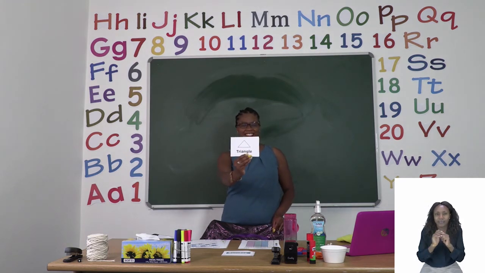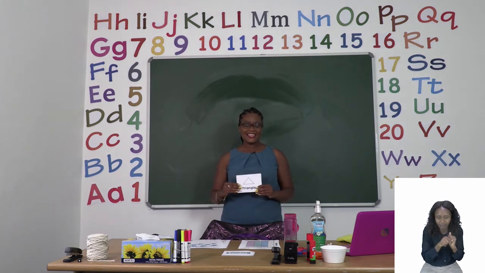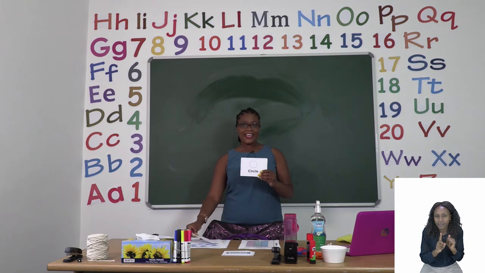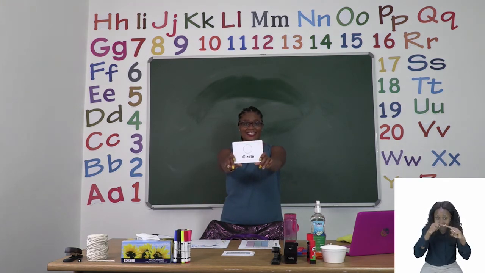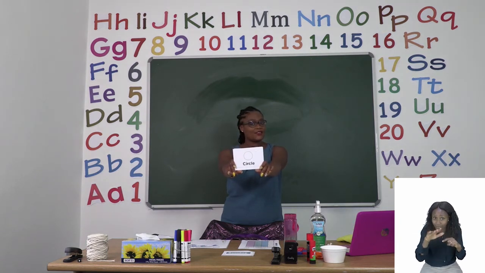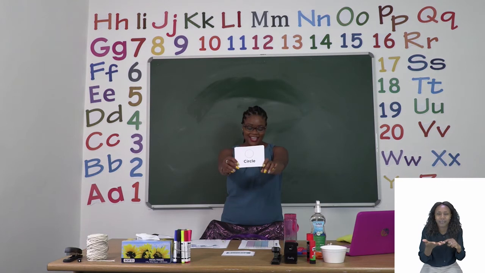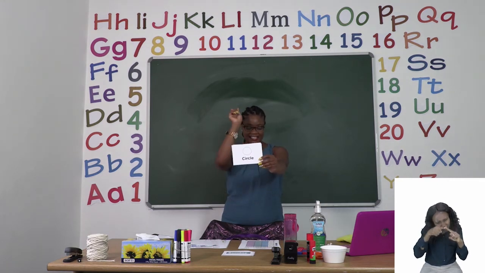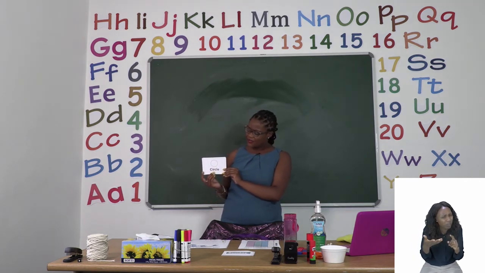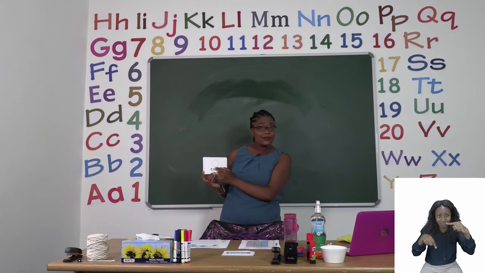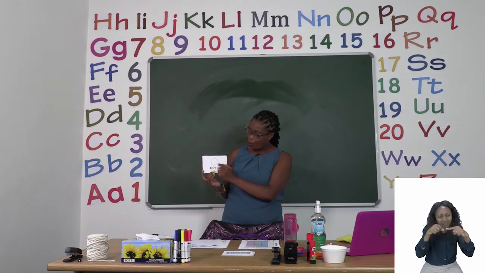The next shape that we can see on our exercise is a circle. Can you see the circle? Yes. This is how you spell the word circle. And it is asking us, how many sides does a circle have? Now let's take a look at the circle. Let's count the sides together.